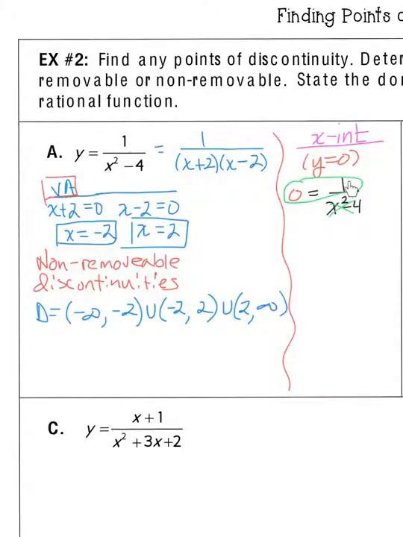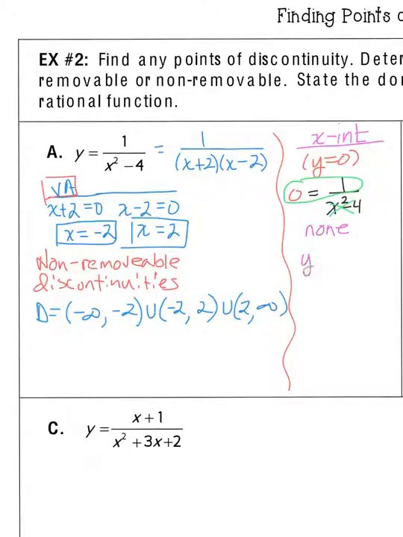Since there is no variable here in the numerator, there is no possible way that this numerator in this fraction could be 0. So this does not have an x-intercept. There is none, and that's possible. So this graph does not cross the x-axis.